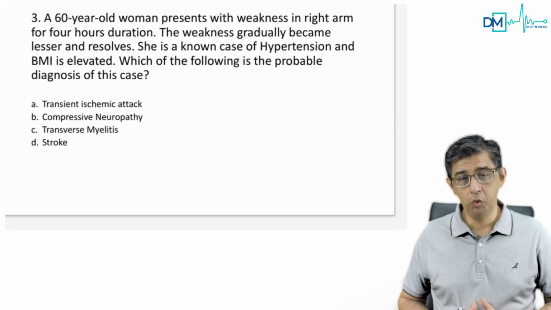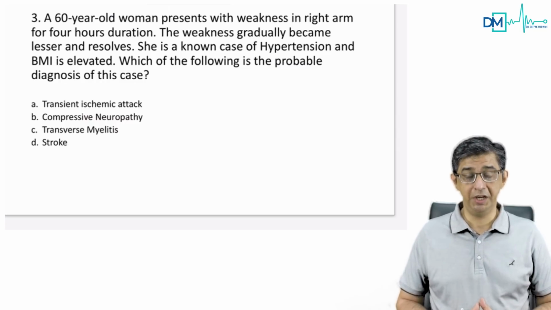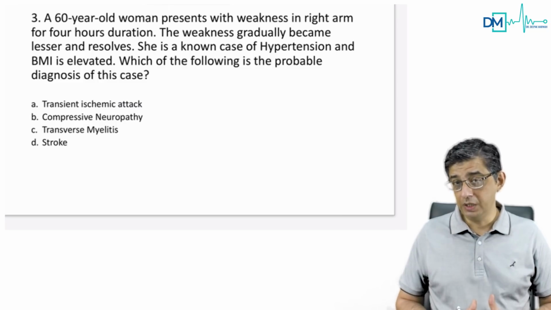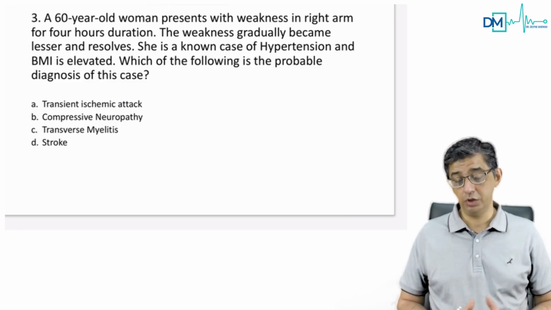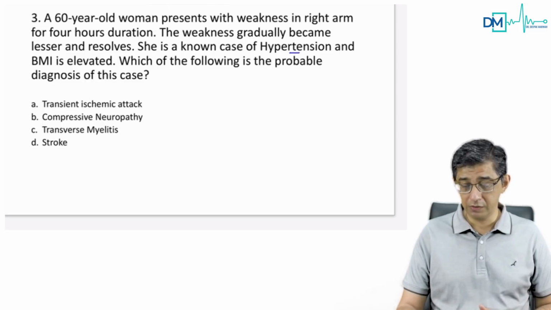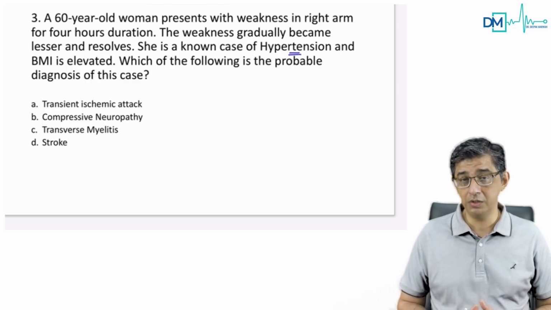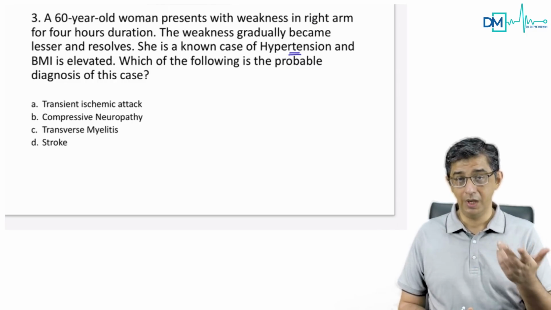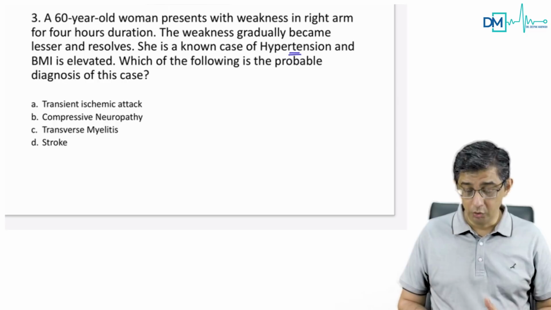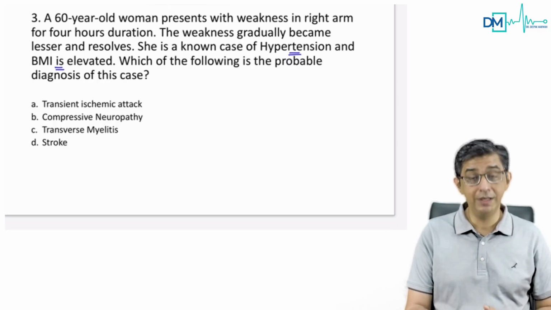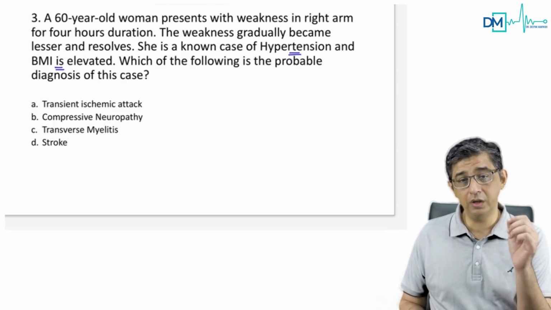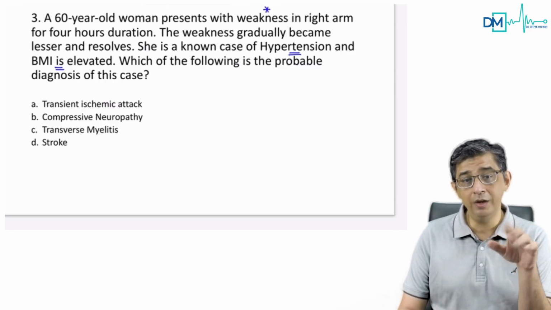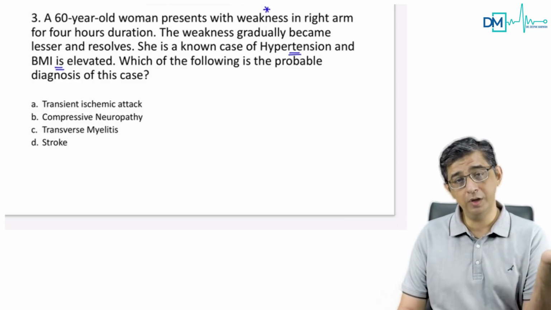This is a woman who is 60 years of age, and she's presented with weakness in the right arm for 4 hours duration. The weakness has then gradually become lesser, and she's a known case of hypertension. So there is a risk factor, no? Hypertension can contribute to CNS events. Hypertension can contribute to cardiac events because hypertension is a silent killer. You can also see that the body mass index of this lady is elevated. So there are two atherosclerotic risk factors in a lady who had sudden onset weakness and then resolved on its own.